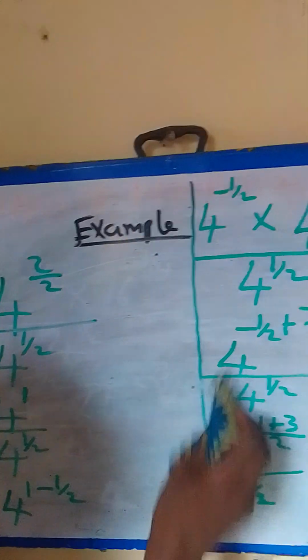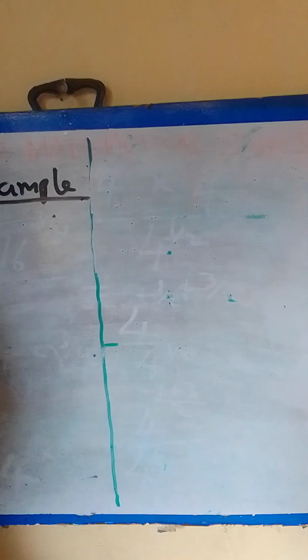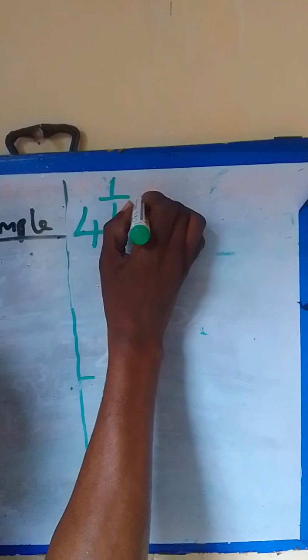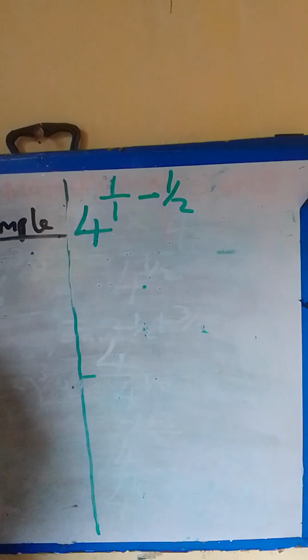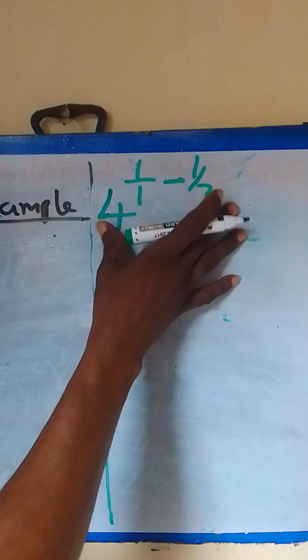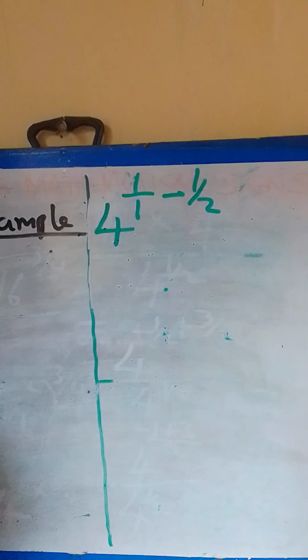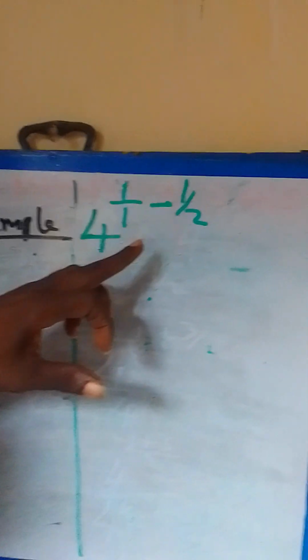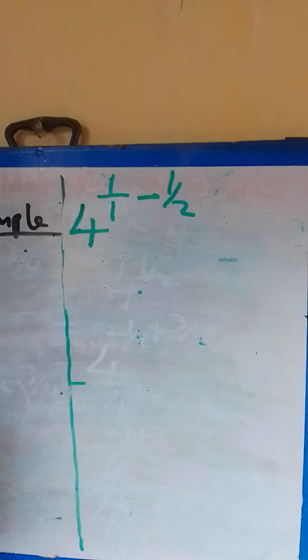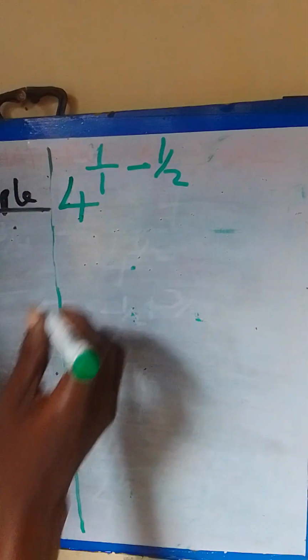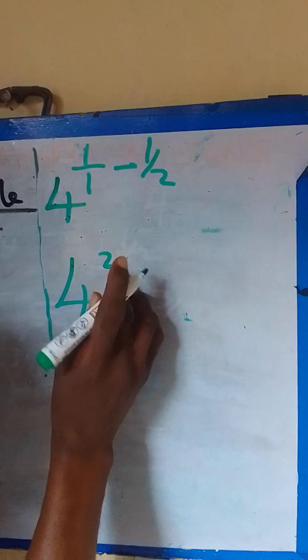So that is what we are doing, as you can see there on the board. In this case now, this is the same thing as saying 4 raised to power 1 all over 1 minus 1 all over 2. So we are subtracting fractions. And we are told that when subtracting fractions, we look for the LCM. The LCM is determined by the denominators. The denominators here are 1 and 2. The LCM of 1 and 2 is 2. So we are going to have 2.